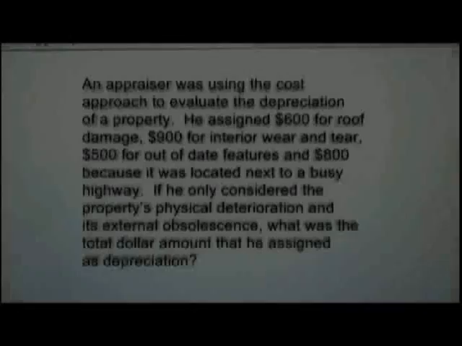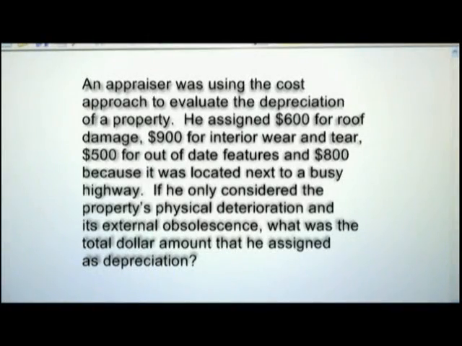An appraiser was using the cost approach to evaluate the depreciation of a property. He assigned $600 for roof damage, $900 for interior wear and tear, $500 for out-of-date features, and $800 because it was located next to a busy highway. If he only considered the property's physical deterioration and its external obsolescence, what was the total dollar amount he assigned to the depreciation? So let's look.